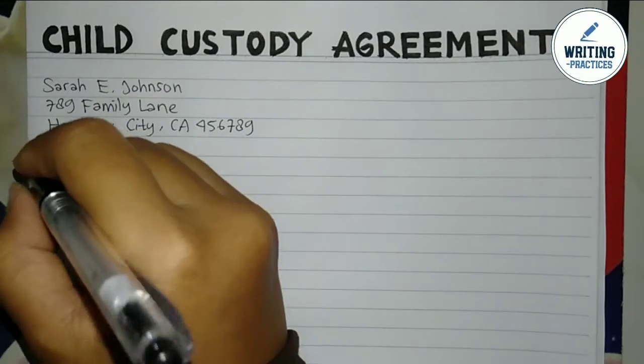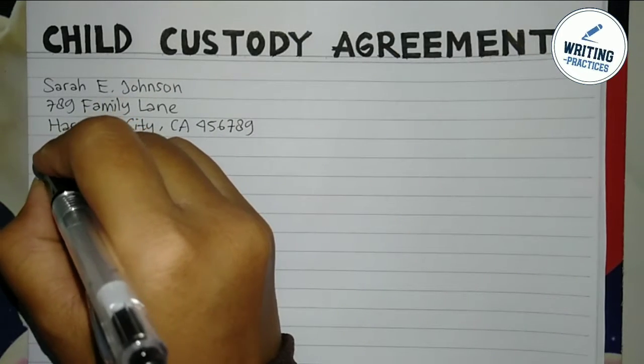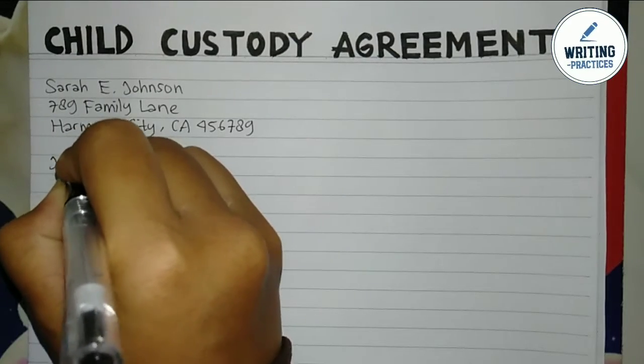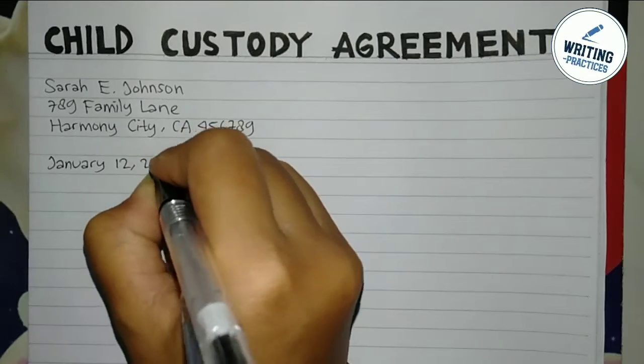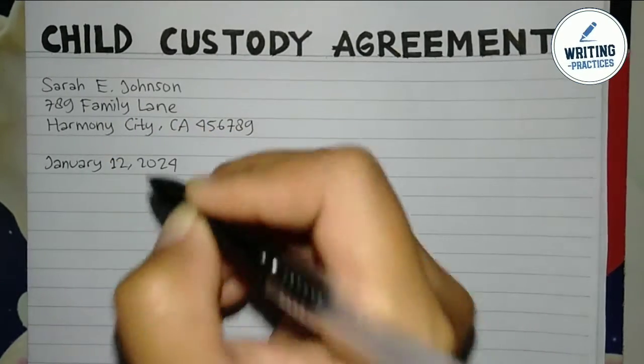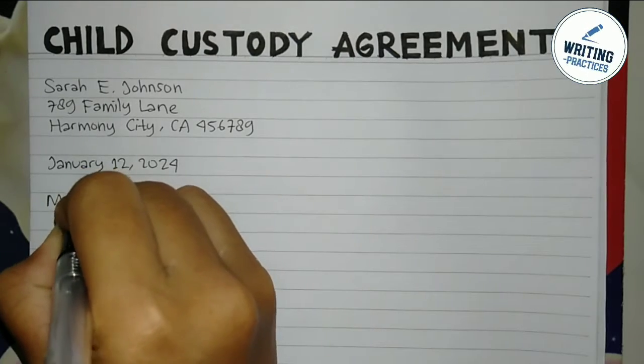The purpose of this letter is to establish a clear and legally binding understanding between parents or guardians, promoting a cooperative and organized approach to co-parenting while safeguarding the best interests of the child. Here, Writing Practices will show you how to write a child custody agreement letter step by step.